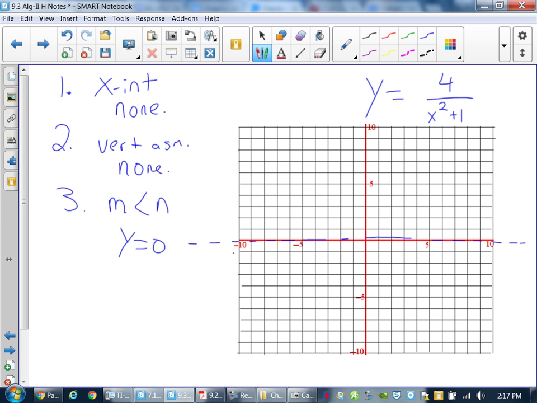Why is there no vertical asymptote? Is there a real 0 for the denominator? No, it's imaginary. You can think about it, you just can't graph it.